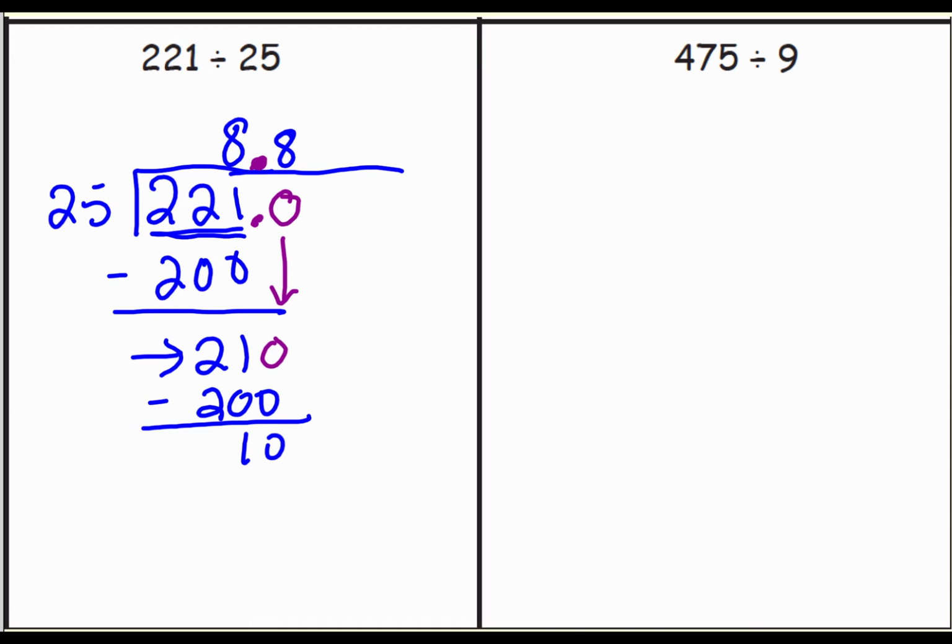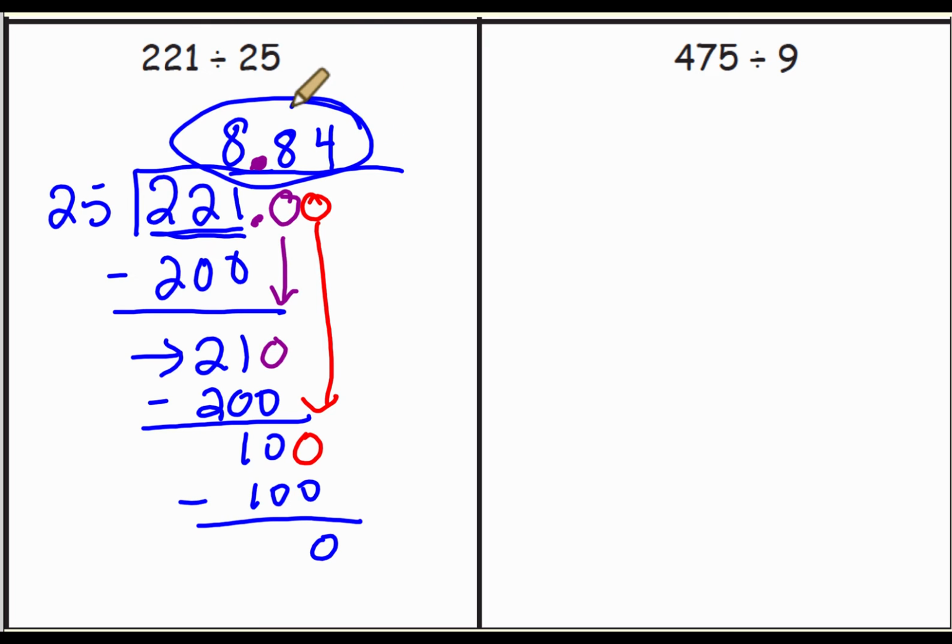So I still have a remainder, so I'm going to bring down a second 0. And I'm going to see how many times 25 goes into 100. Well, 4 times 25 is 100. And now I have no remainder, so my quotient is 8 and 84 hundredths.